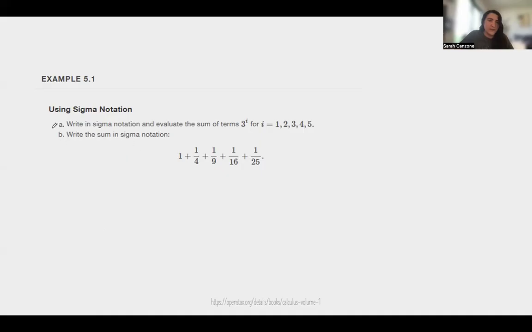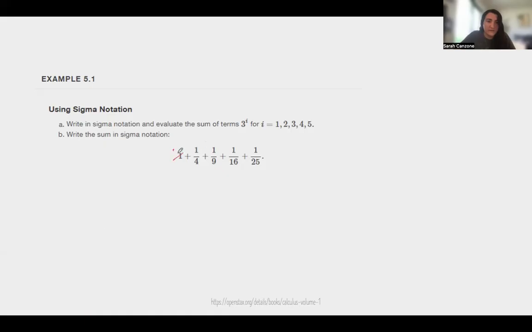So I'm not going to do A. I'm just going to take a look at B, write the sum in sigma notation. What we see here is going to be a Calc 2 topic later on down the line. But again, for your understanding, we have a sum of 5 terms, and you notice that the numerators are all going to be 1.